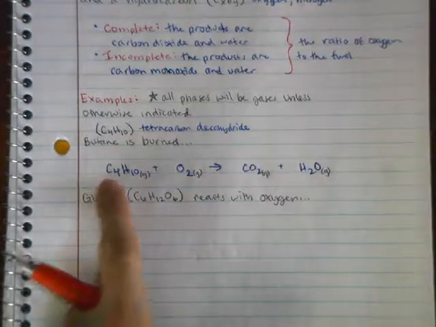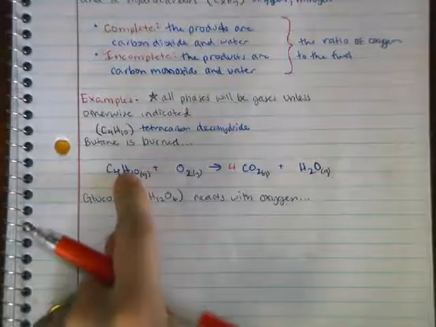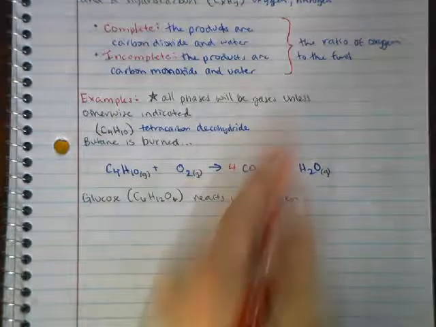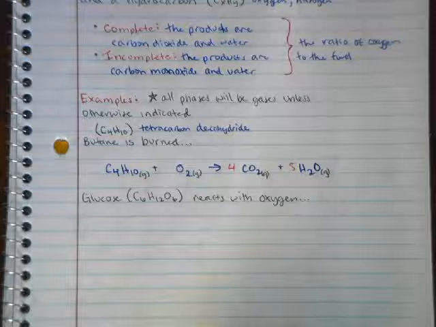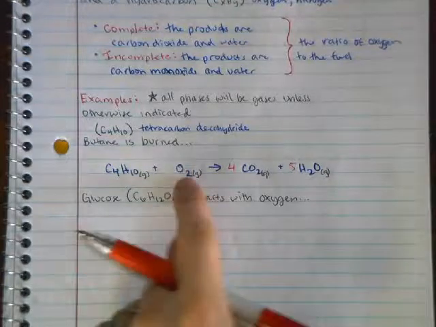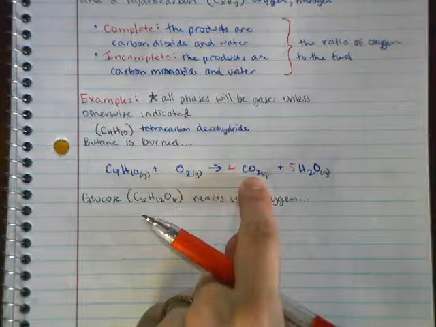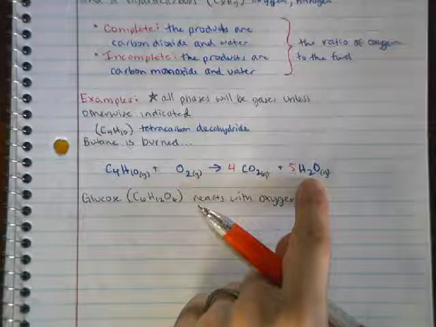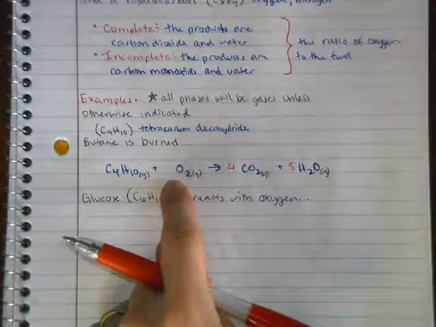So here I see that I've got 4 carbons on the left, so I'm going to put a 4 here on the right. And then I've got 10 hydrogens on the left and only 2 on the right, so I'm going to put 5. And then this is where I run into trouble. On the left I have 2 oxygens, on the right I have 4 plus another 5 is 9, unless my math is terrible. There is no number I can put here in front of the oxygen to make that work.